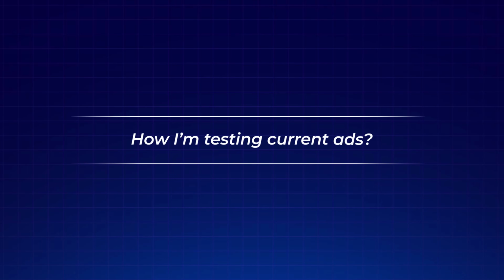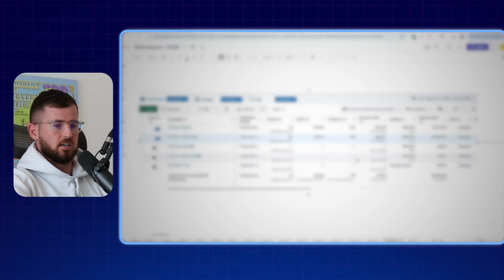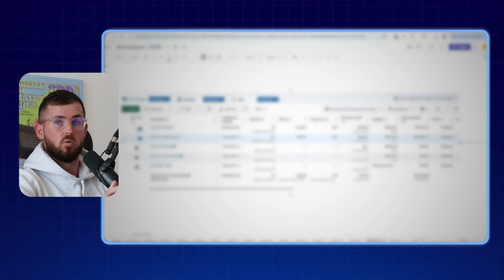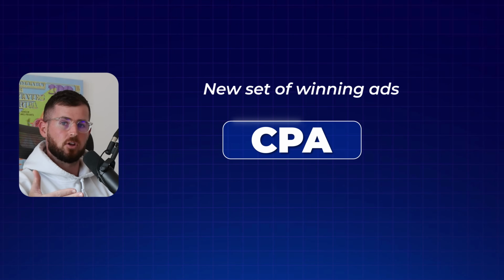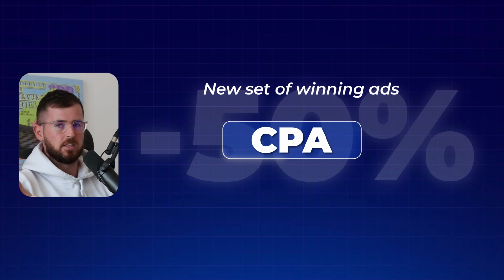All right, so Andromeda's been popping off now. A lot of people been questioning just how I'm testing current ads. And in today's video, we'll be going over a recent case study, literally about a week or two ago, where we found a new set of winning ads for a client that cut down the cost per acquisition by, I don't know, 50%.